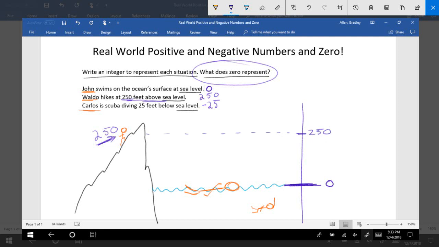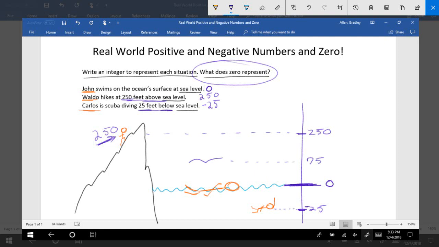So likewise, when Carlos is scuba diving 25 feet below sea level, we know, okay, well, he's down here, he's scuba diving 25 feet below sea level, so that's negative 25. Okay. So there's a lot of other things we could do. We could say maybe there is a bird flying, right, at maybe like 75 feet above the water.